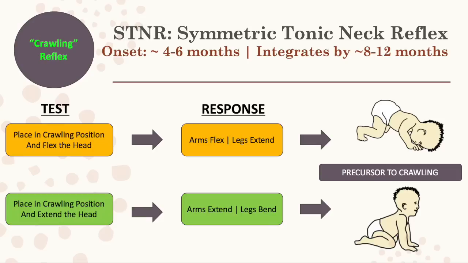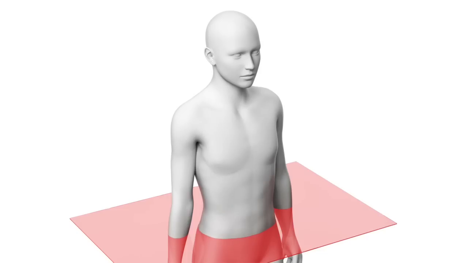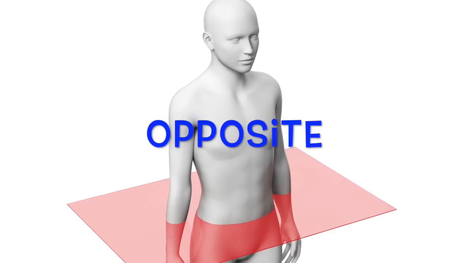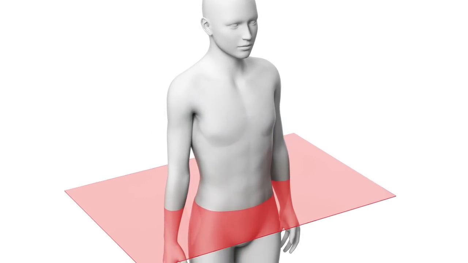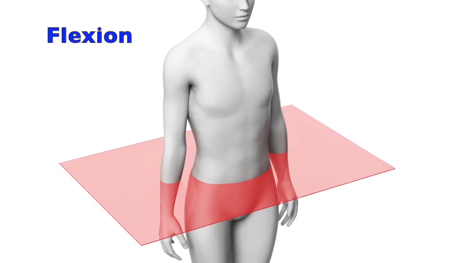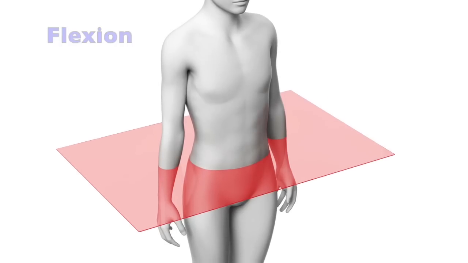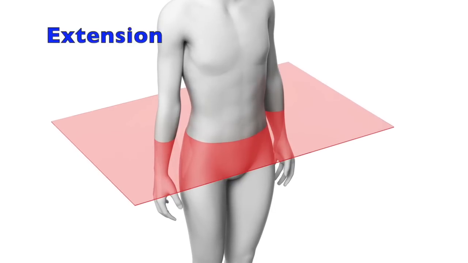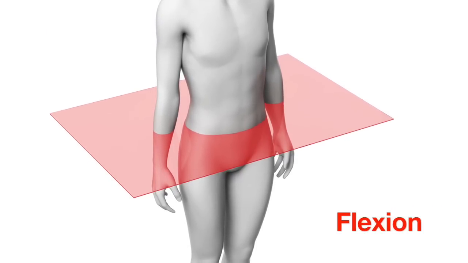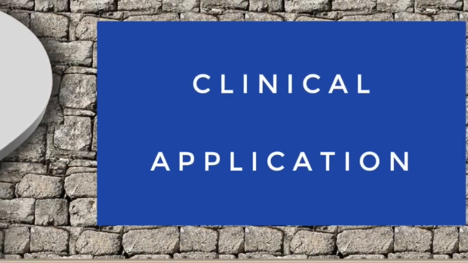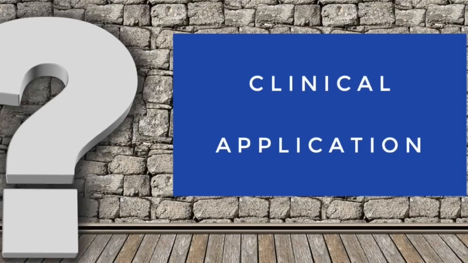Now, for me, an easy and simple way that I learned STNR was to remember that the upper half of our body is always doing the opposite from our bottom half. So in other words, when the top half, which includes the head and the arms, move into flexion, the bottom half, including the hips and the legs, will move into extension. And conversely, when the head and the arms move into extension, the hips and legs will move into flexion. Now we're going to talk about what might happen with a poorly integrated STNR.